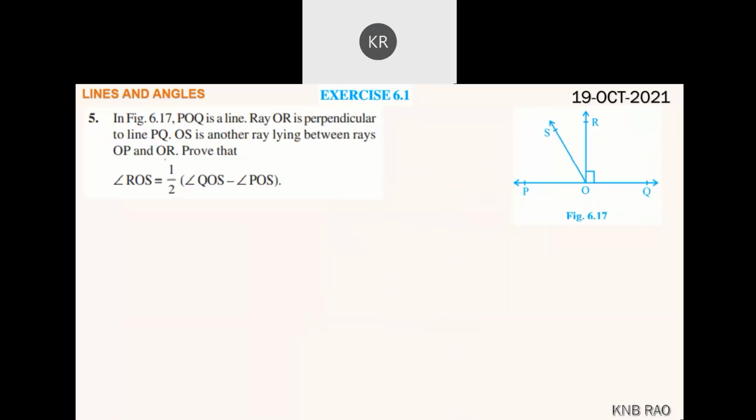Then question number 5. In figure 6.17, TOQ is a line, that is given. Next, ray OR is perpendicular to line PQ. That means it's already 90 degrees. That is given. OS is another ray lying between rays OR and OP. Prove that. See, this is again a prove-that question, children.